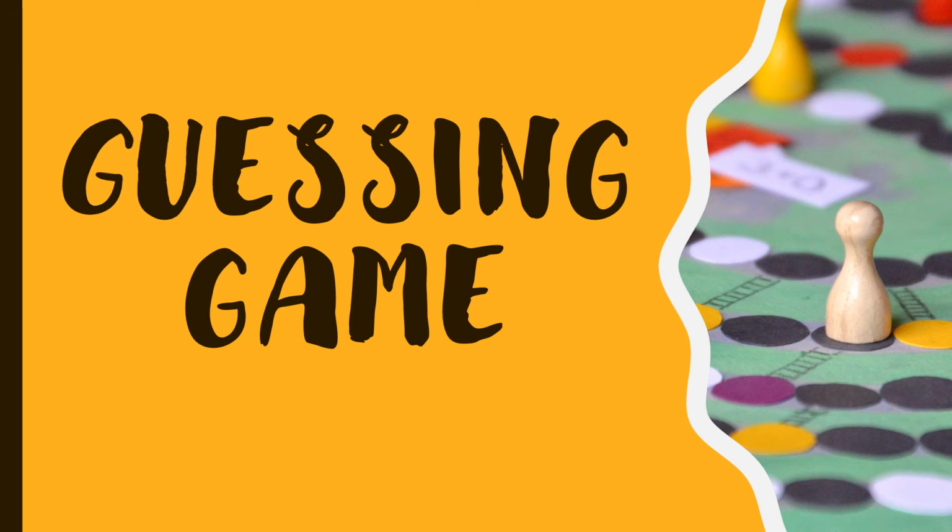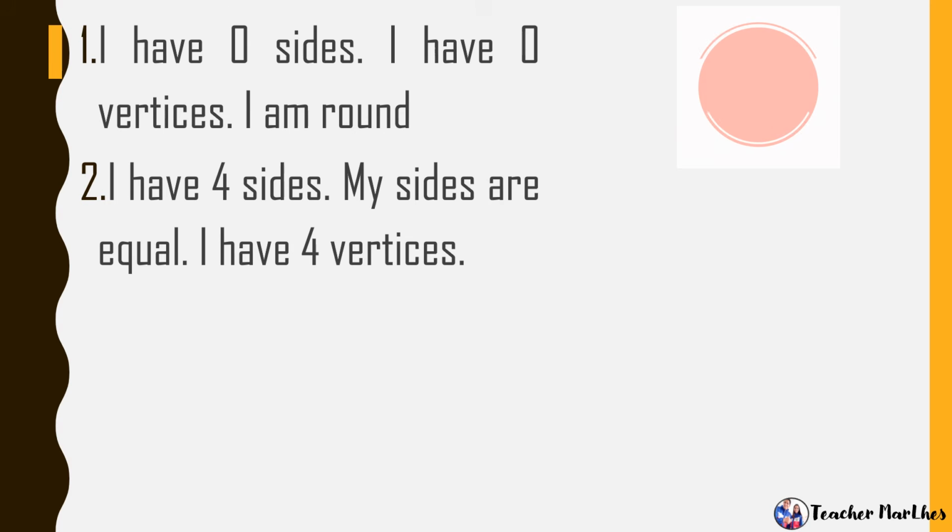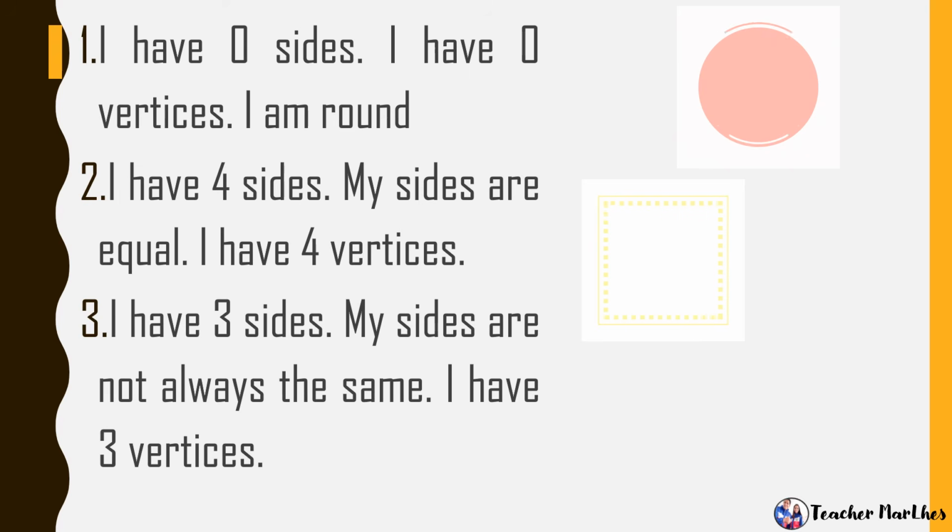Now let's have a guessing game to evaluate if you really learned in our discussion. I have 0 sides, I have 0 vertices, and I am round. This is a circle. I have 4 sides, my sides are equal, I have 4 vertices. This figure is a square. I have 3 sides, my sides are not always the same, I have 3 vertices. And this figure is a triangle.